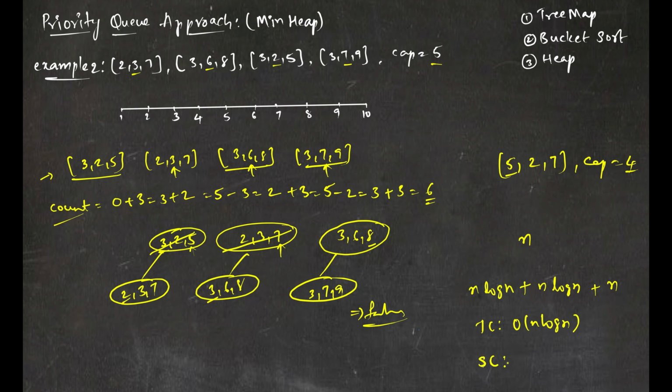And space complexity wise, I'm having a priority queue, and in the worst case I may have to insert each and every trip into this, so that'll take O of n space.